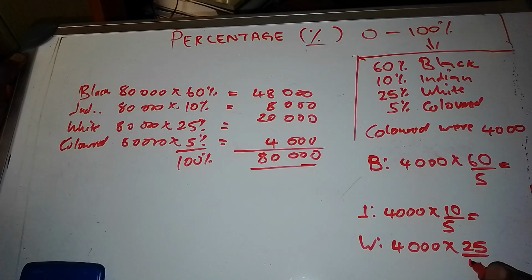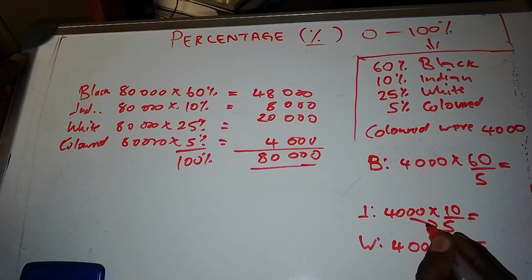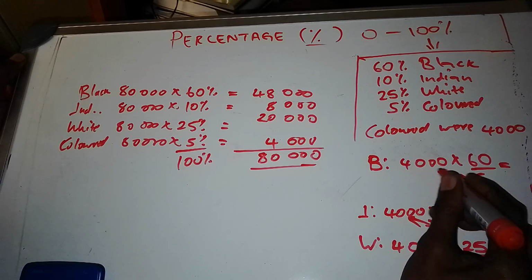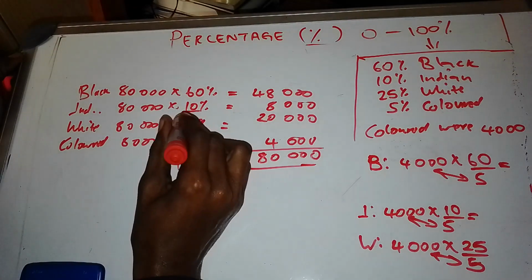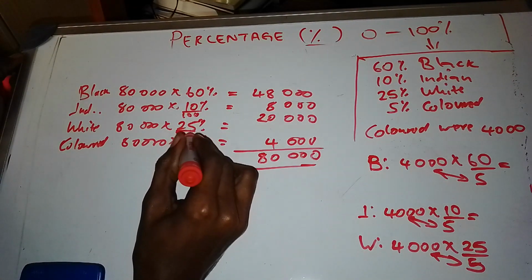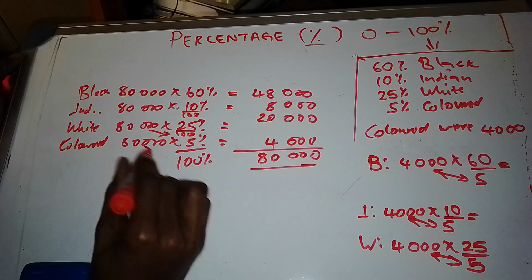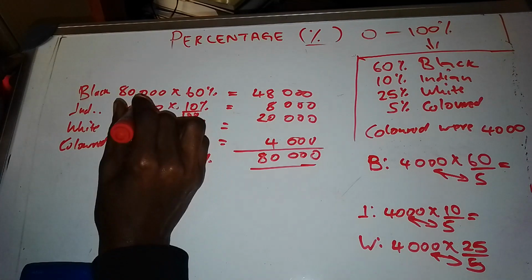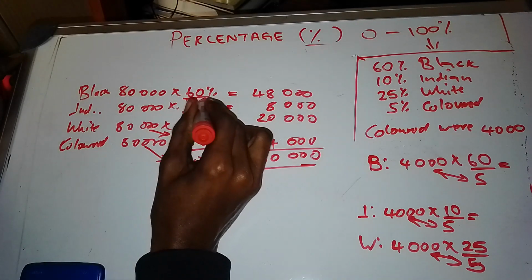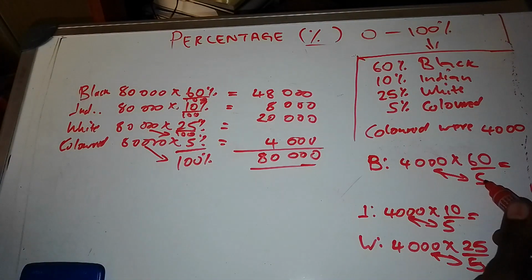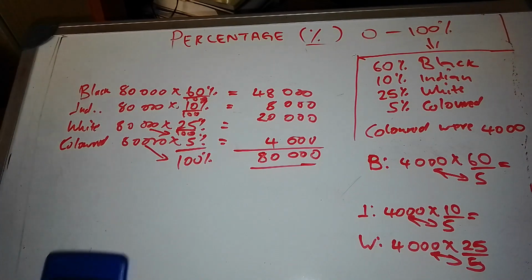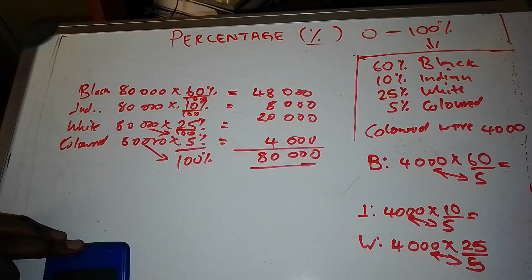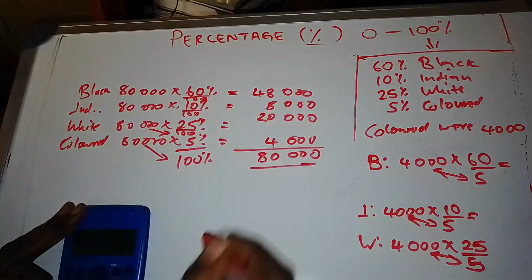And then for whites, you say 4,000 times 25 over 5. Remember that golden rule that we applied on VAT. You always divide by the percentage of the amount that you are using, which in this case you divided by 100, because you are using the total. The total is 100%, right? You divided by 100. So in this case, we're dividing by 5 because we're using 5. Remember, the total must give you 80,000 because we've already worked it out.